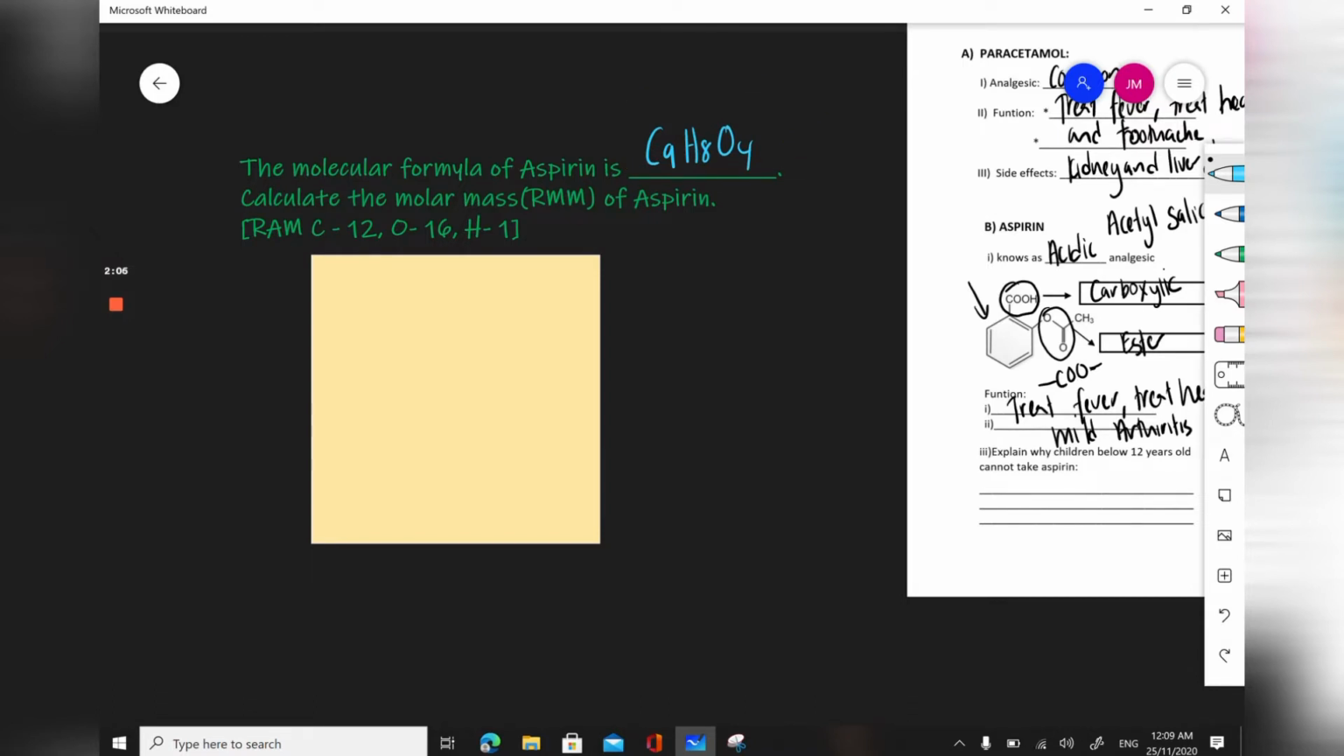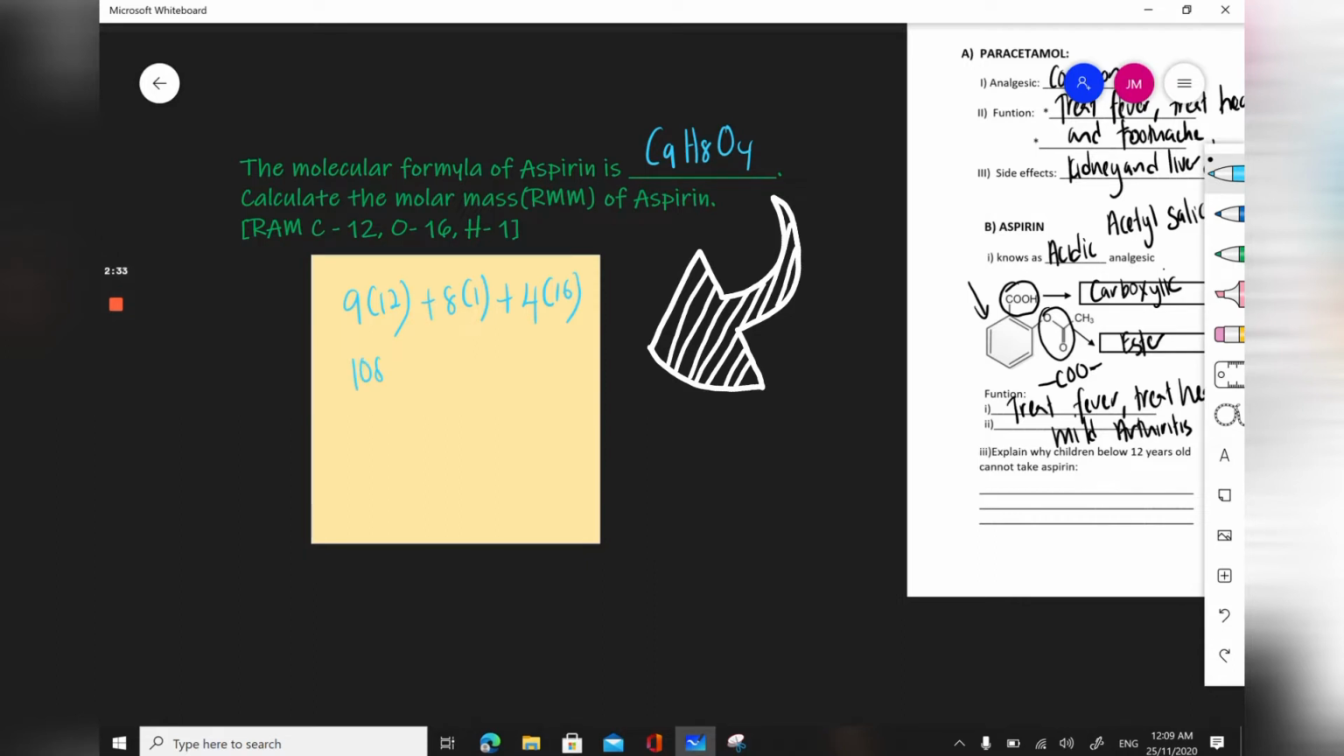So how do we calculate the relative molecular mass of aspirin? We have 9 carbon atoms. So 9 times the RAM of carbon, plus 8 times the RAM of hydrogen, plus 4 times the RAM of oxygen. We total up all the relative atomic masses of the atoms present in the aspirin molecule. So here I get 108 plus 8 plus 64, total together 180 gram per mole. Okay, so we move on to the next question.